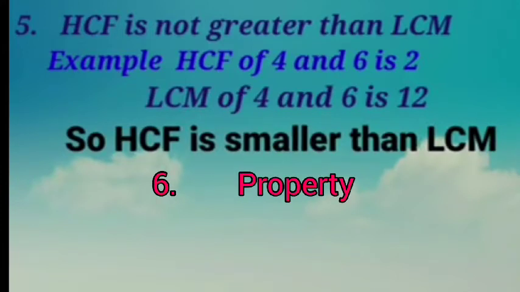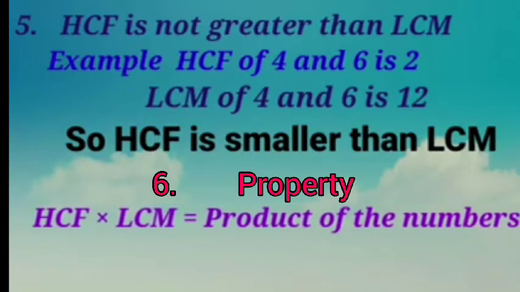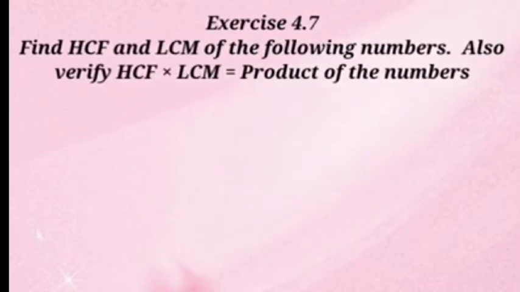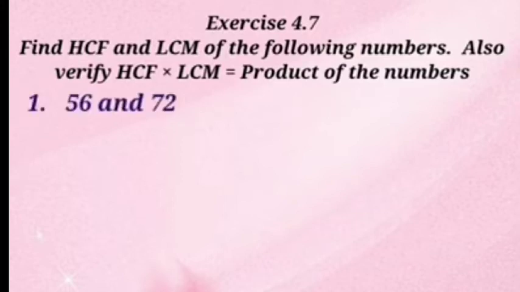Now, there is one more property which we have to know. It is HCF multiplied by LCM equal to product of two numbers. So this property only we are using in exercise 4.7. So let's see this question. Find out HCF and LCM, and then we have to verify this: HCF into LCM is equal to product of two numbers. So this is the first one, 56 and 72.